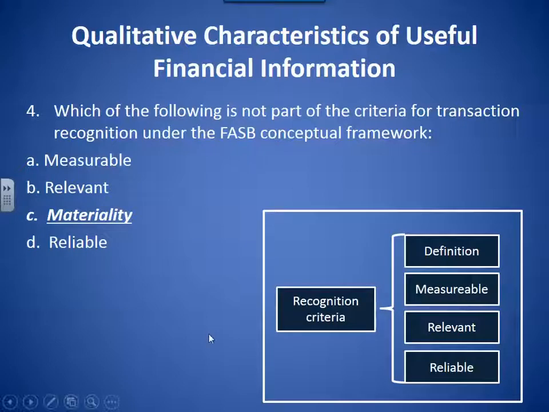Okay, and the answer to number 4, which of the following is not part of the criteria for transaction recognition under the FASB conceptual framework? And the answer in this case is materiality. If we take a look at the different components, measurable would be a recognition criteria, relevant would be recognition criteria, and reliable or reliability would be recognition criteria.